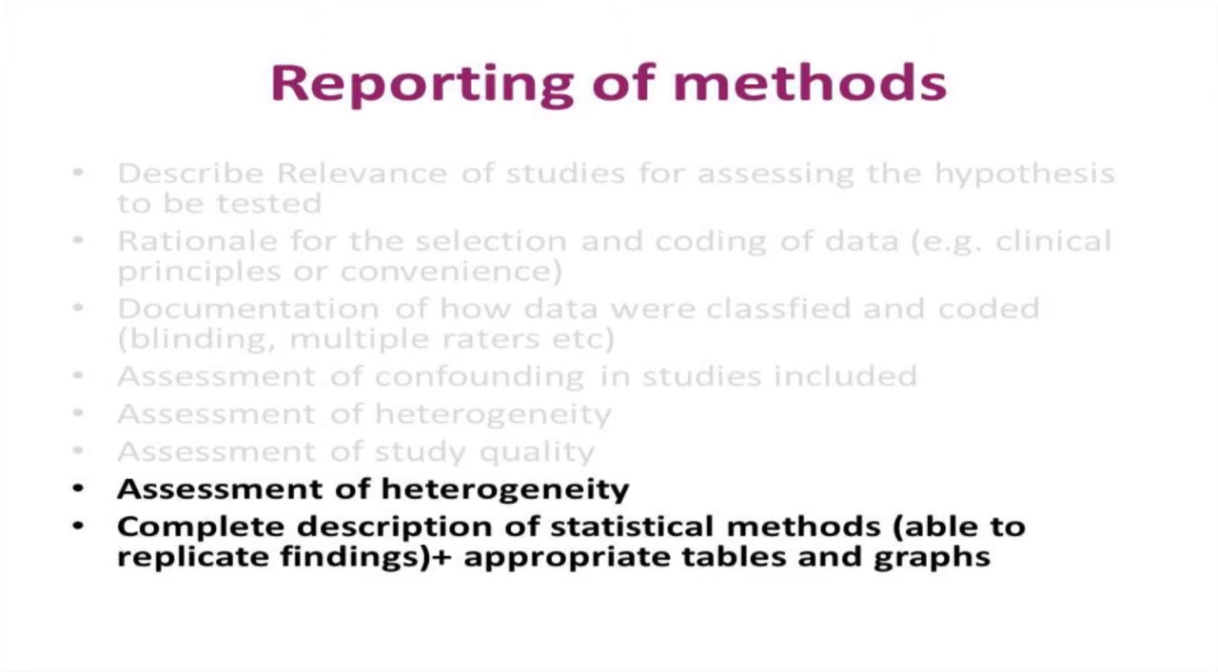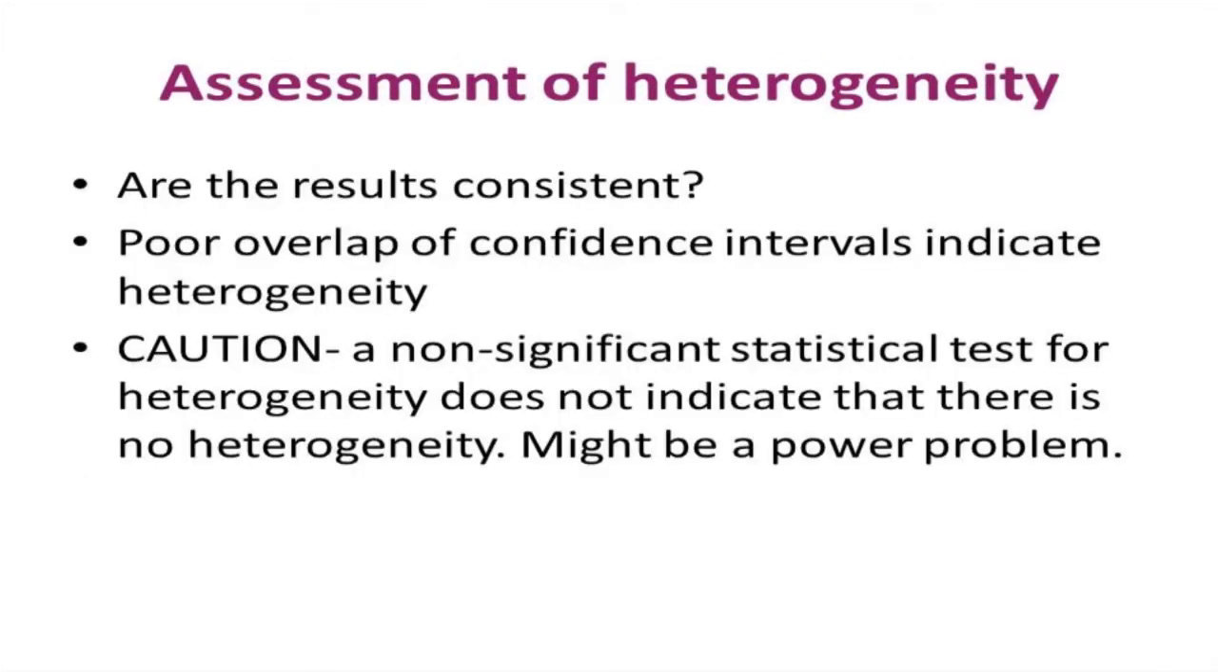I totally understand that this is very schematic, which is often a problem in research when you try to apply a scheme that is too tight. So when you are reporting the methods, you have to assess the study quality, and that's what we just did. You have to assess the heterogeneity. We're going to talk a little bit about it, not much. And you have to provide a complete description of your statistical methods so that people are able to replicate your findings. And you need appropriate tables and graphs, and that's nothing extraordinary. That's like it usually is in research.